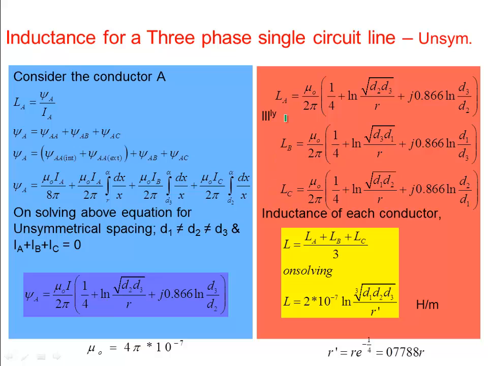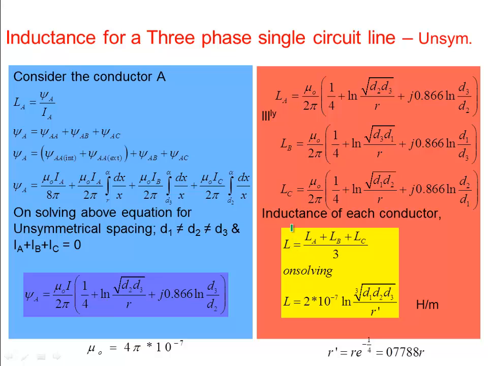here, if you go through these values thoroughly, then in this second term you see ln square root of D2 D3 by r. In the next equation, this is D3 D1, and here D1 D2. In the same way, if you compare all the third terms, whatever term is D2 D3 here, then D3 D1 and D1 D2 will come. If you sum up all these three equations and take the average of that, finally you will get the solution.